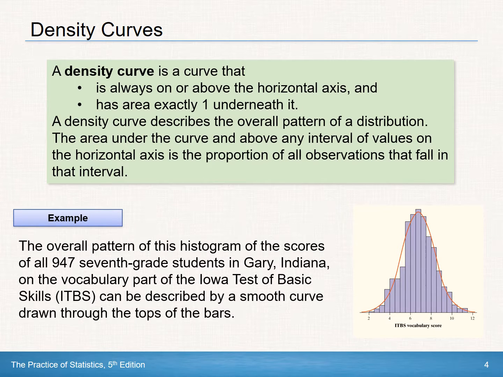So for example, if we take this histogram, this is a histogram of the scores of all 947 7th grade students in Gary, Indiana, on the vocabulary part of the Iowa Test of Basic Skills. It can be described by a smooth curve drawn through the tops of the bars. So if we take this histogram and we draw a smooth curve, this would be the density curve. So it kind of represents a histogram. Notice it's not perfect, but it's pretty close to that smooth bell-shaped curve.